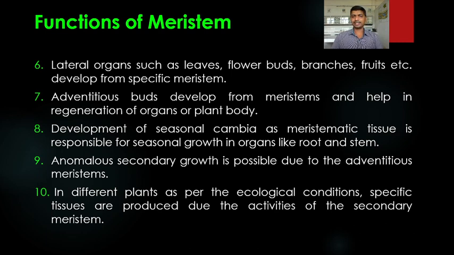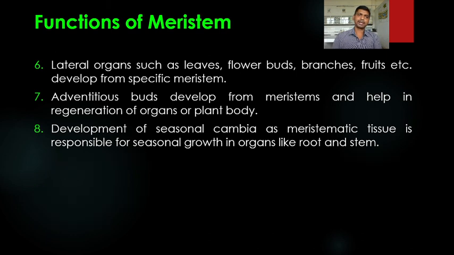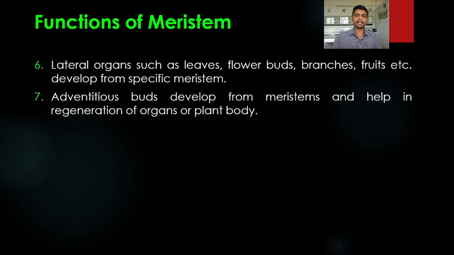So in this lecture we studied the different types of meristem, that is apical meristem, intercalary meristem and lateral meristem. According to the origin there are two types, primary meristem and secondary meristem. According to the plane of cell division there are again three types, mass meristem, plate meristem and rib meristem. So these are the types of meristem. Next to this we study the functions of the meristem. So there are 10 functions we studied here as functions of the meristem.